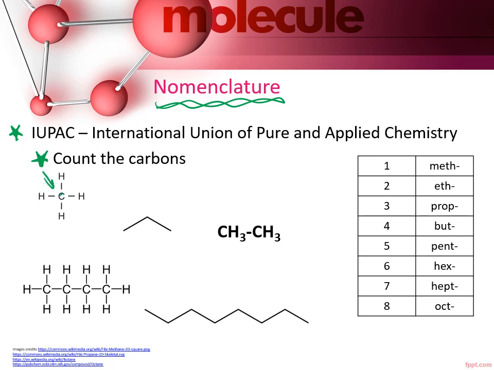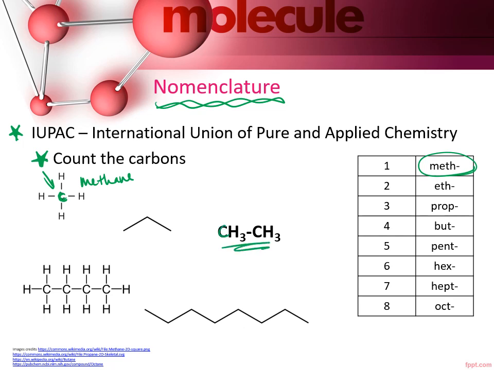This guy has 1 carbon. Our prefix for 1 in organic chemistry, which is different from when we did covalent compounds, is meth. So I have 1 carbon, I have 0 double bonds. I'm going to call this guy methane.